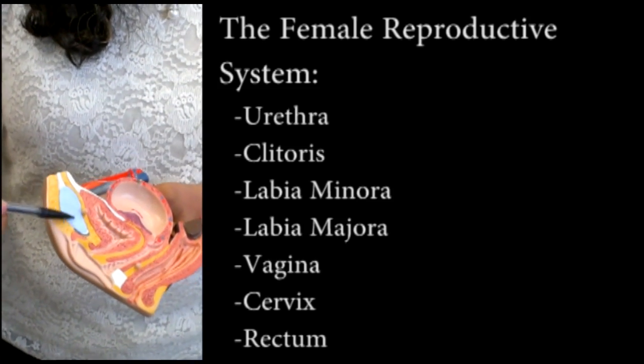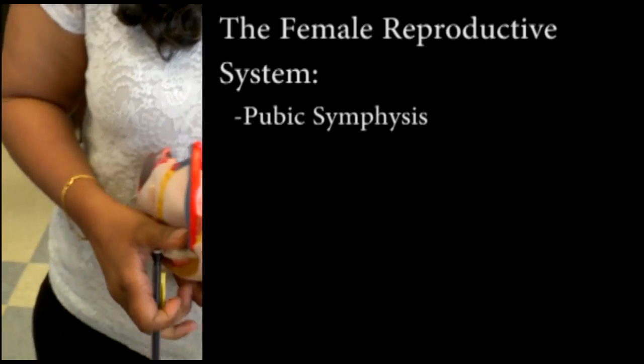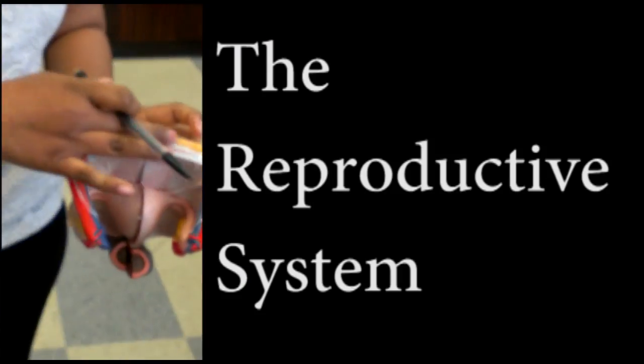And this blue represents cartilage, because that's the pubic symphysis. Then it would look like this, where it would be the pubic symphysis, and you can clearly see that here.